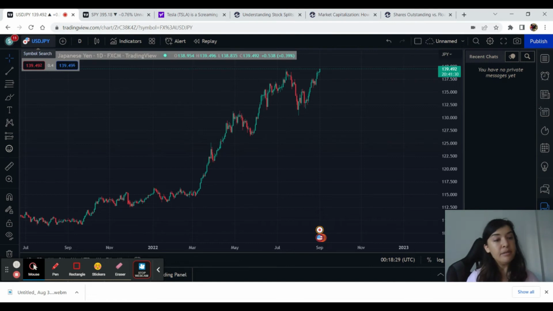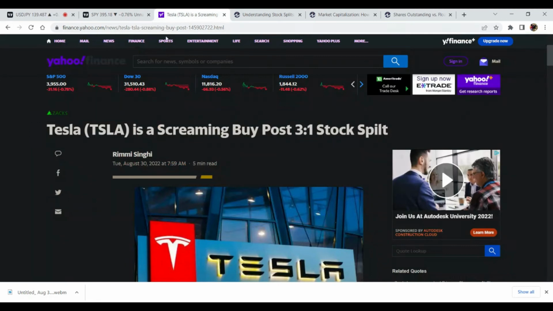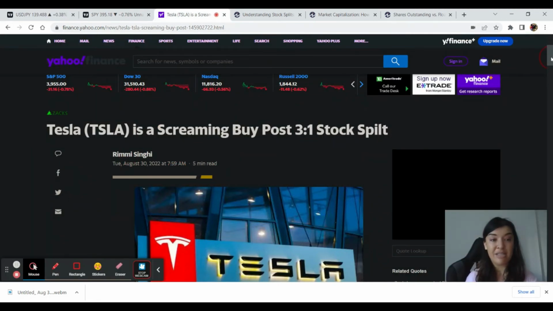Okay, so now that we have that out of the way, I know that a lot of people have been hyped up about Tesla because of the 3-for-1 stock split. Now, those of you that don't know, I wanted to talk a little bit about stock splits. So, is it a buy right now? Let's look at this Yahoo Finance article. I find it very interesting.